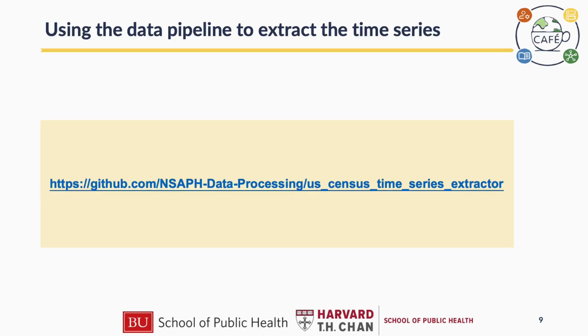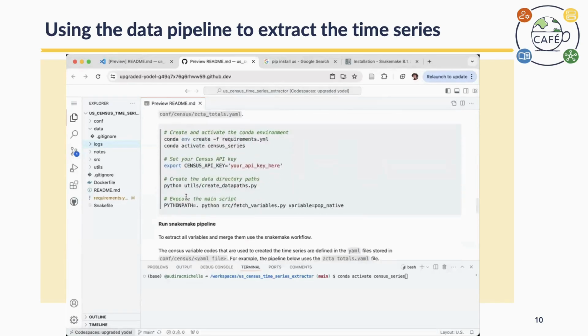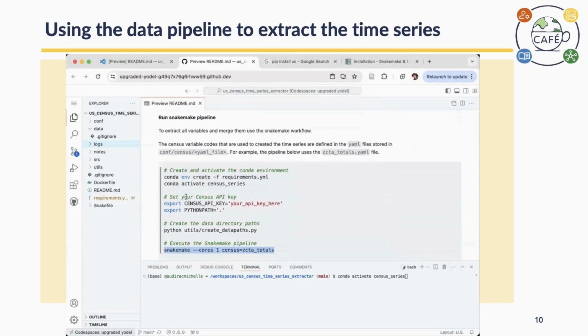Now that we've gone through all the concepts, we will use a ready-to-use open source data pipeline for extracting census time series, which you can access through GitHub. I'm using online VS Code to show that you do not need to install any software on your machine to run this pipeline. The Codespaces instance that I'm running has 4 cores and gigabytes of RAM. In the README, you will find the instructions to run the data pipeline. For the video, we will use the Snakemake workflow.